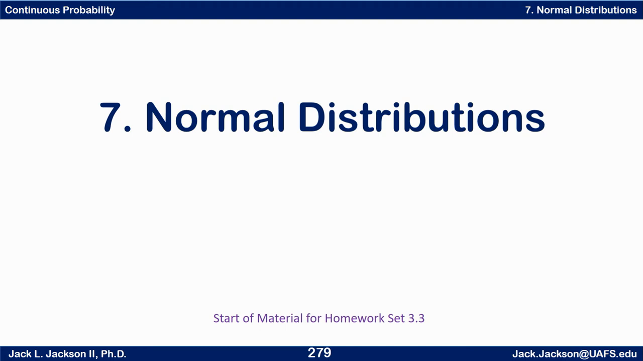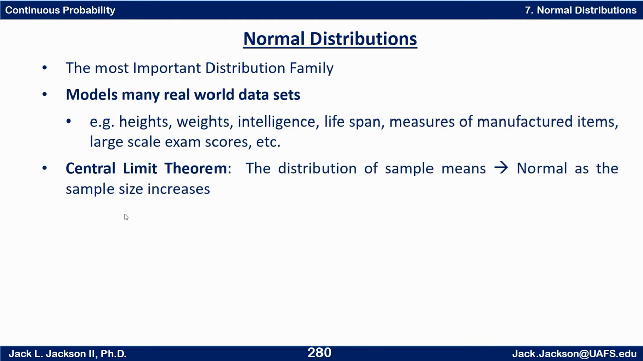We're going to continue our series of videos on continuous probability distributions. In this one, we're going to introduce the most important kind of distribution that there is, and that's the family of normal distributions. So, why are these important? Well, for a couple of reasons. One is that it does model many real-world data sets.